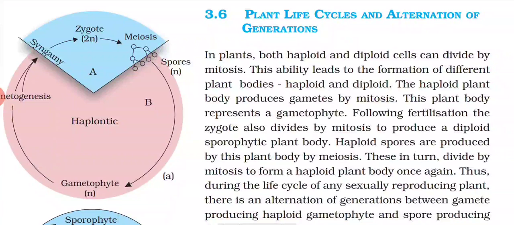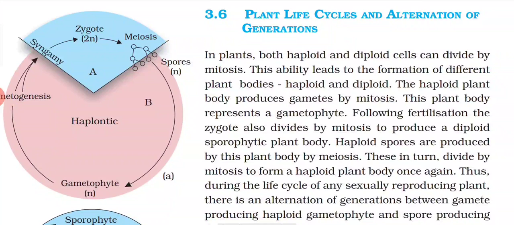Now the haploid plant body will produce the gametes by mitosis. Since the haploid body already has n number of chromosomes, it can produce the gametes only by mitosis. This plant body is called the gametophyte, just because it is producing the gametes. Following fertilization, the zygote also divides by mitosis. After fertilization, the chromosome number is doubled, that is 2n, and it will divide by mitosis and produce a diploid sporophytic plant body.